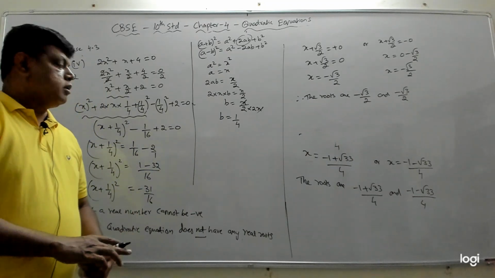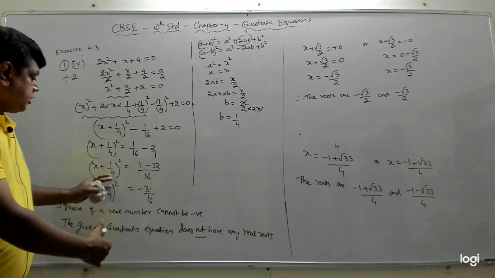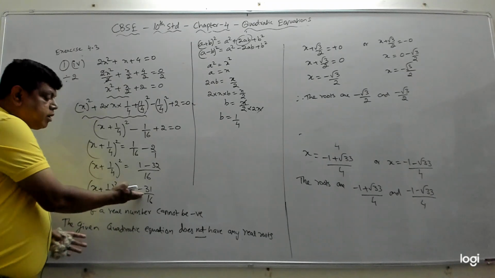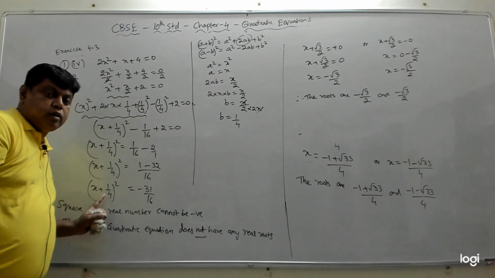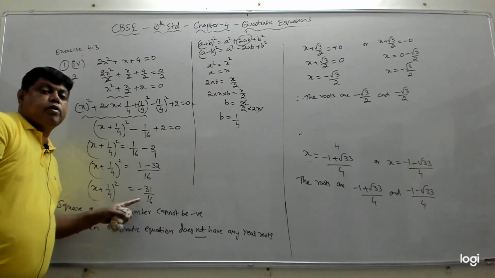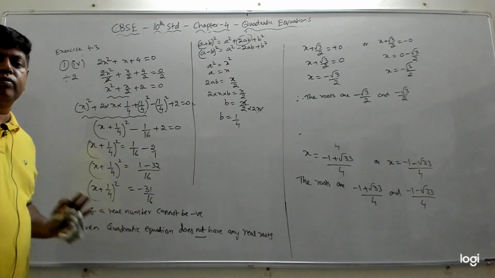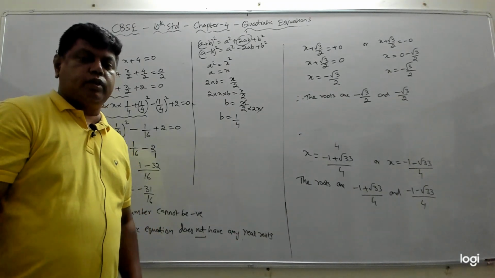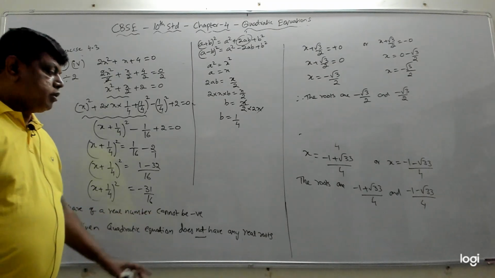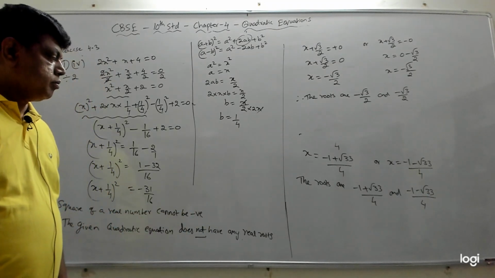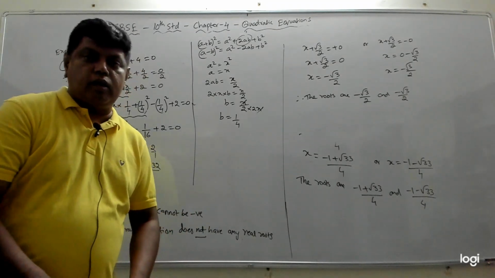Then we will conclude that. So we will not proceed further. We can't proceed further because the square of a number cannot be negative. Whenever you see a square on the left side and negative number on the right side, you have to stop and write this. And then you should say the roots, they don't have any solution or they don't have any real roots. Fine.